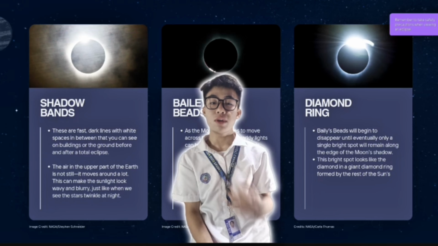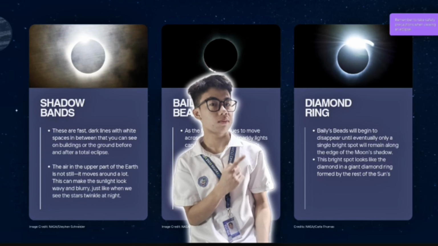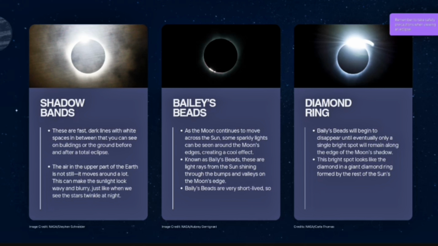Number 3, we have the diamond ring. Bailey's beads will begin to disappear until eventually only a single bright spot will remain along the edge of the moon's shadow. This bright spot looks like a diamond in a giant diamond ring formed by the rest of the sun's atmosphere.